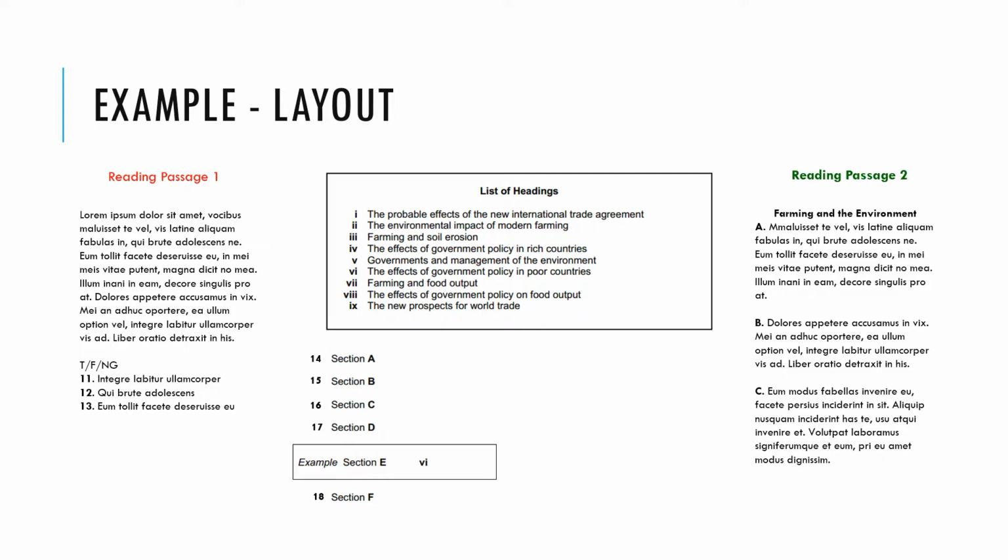Looking at the list of headings, we can see that we have 9 headings in a box, and underneath that we have our questions 14 to 18. They're labelled Section A, Section B, Section D, Section E, and Section F. Section E has already been completed for us as an example. However, you still need to read this paragraph. Looking at our reading passage, we've got a heading and our paragraphs labelled as A, B, C, etc. We need to match these headings to the paragraphs.